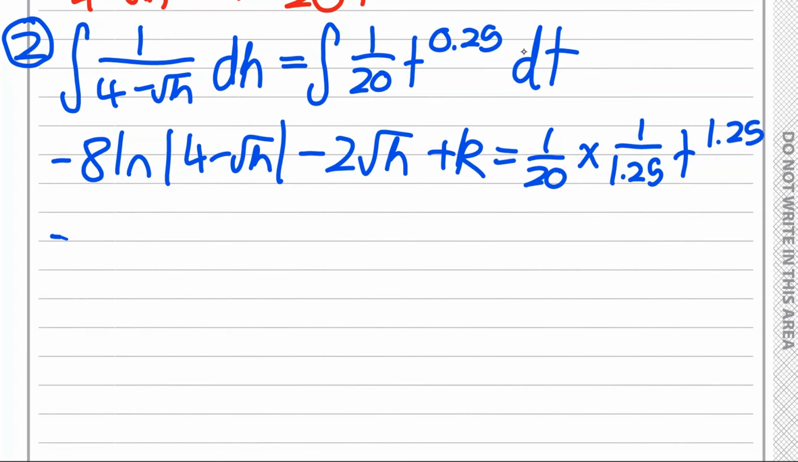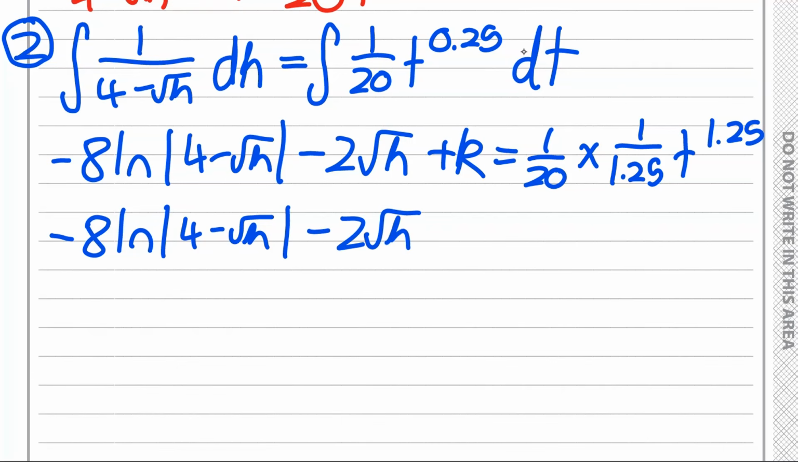We can simplify this. We still have this minus 8 natural log of the modulus of 4 minus root h minus 2 root h plus k, and this is equal to 1 over 20 multiplied by 1 over 1.25, which is going to be equal to 1 over 25, t to the power of 1.25. The plus c, remember, is incorporated into this k here. Remember, k is equal to 8 plus c, okay?